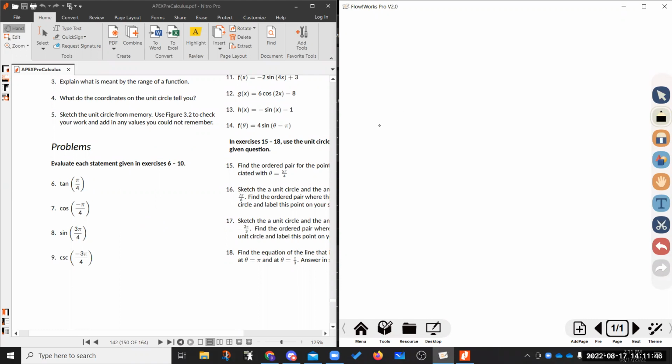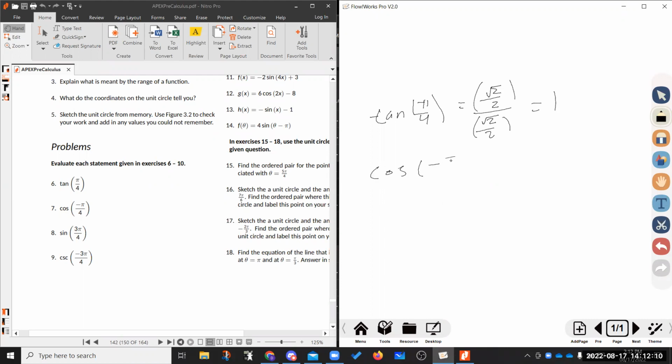Okay, so evaluate each statement now. Tangent of pi over 4 radians. Pi over 4 radians is the same as 45 degrees. The tangent is going to be the sine over the cosine, and they equal each other there, so the tangent is 1.